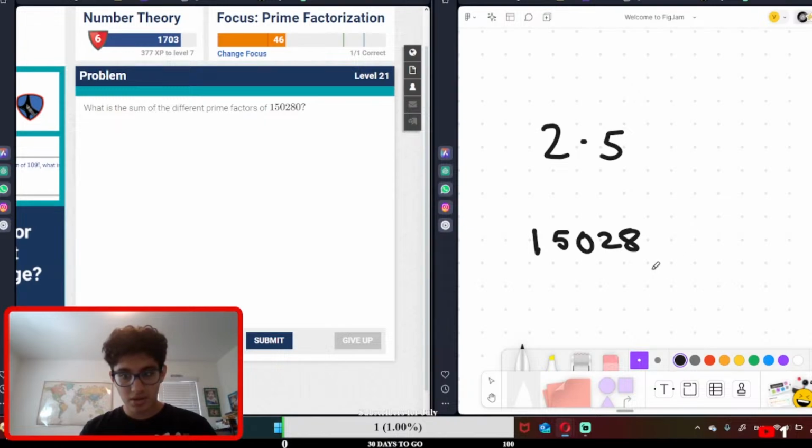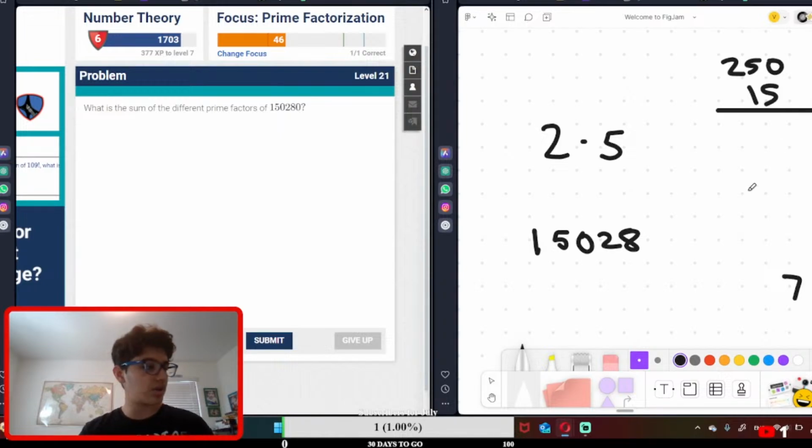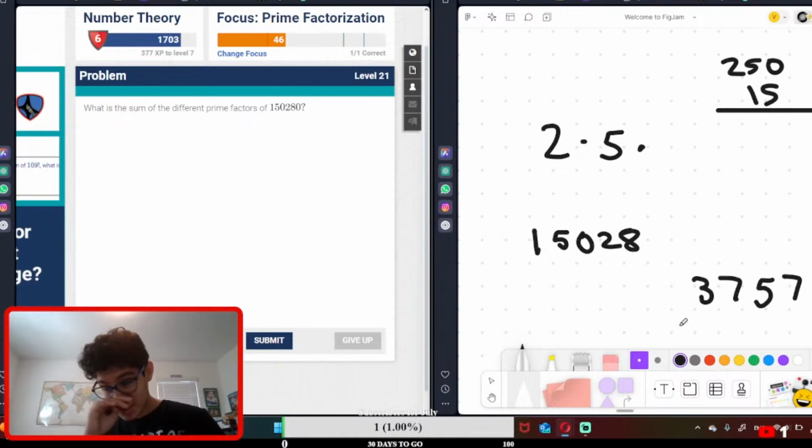Well, it'll be 7, right? That's a 28. Then 15,000 will just be 250 times 15. That's 25 times 15, which is, what is that? That's going to be 400 minus 25, 375, 3750. So 3757, right? Is this prime or not? I don't know. Let's see what else. 7 won't go in this, right? That's 257 and 7 won't go into that.